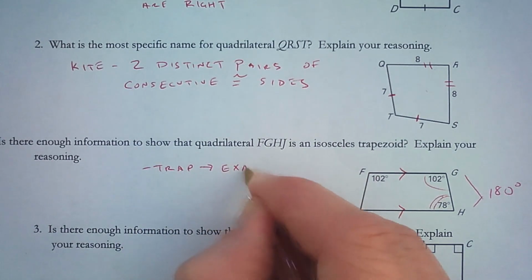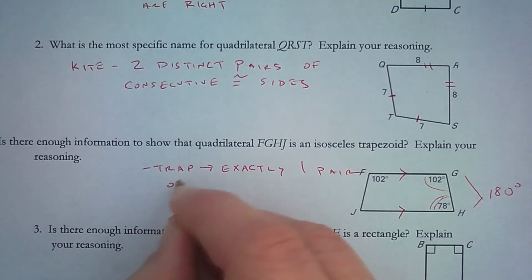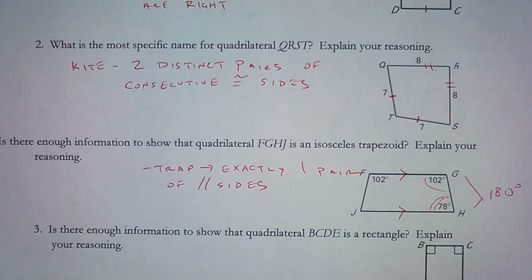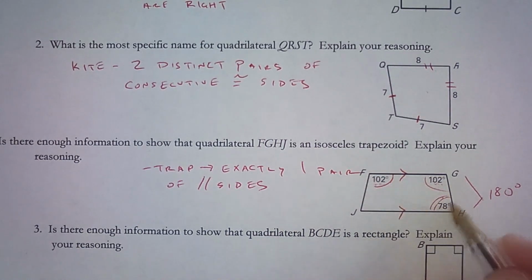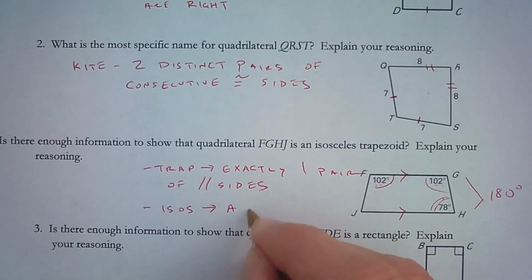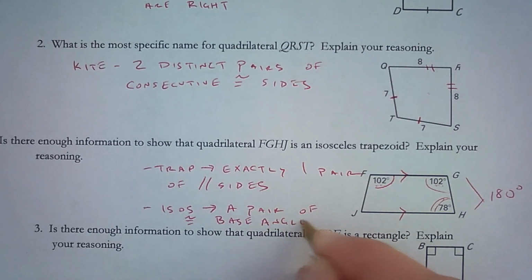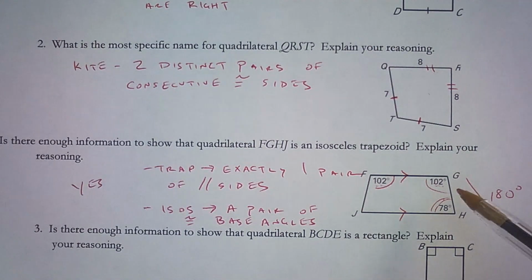because exactly one pair of parallel sides. Now, is it isosceles? Well, I've got one pair of base angles here that are congruent to each other. So it is isosceles because it has a pair of congruent base angles. So the answer is yes, there is enough information to say that this is indeed an isosceles trapezoid.